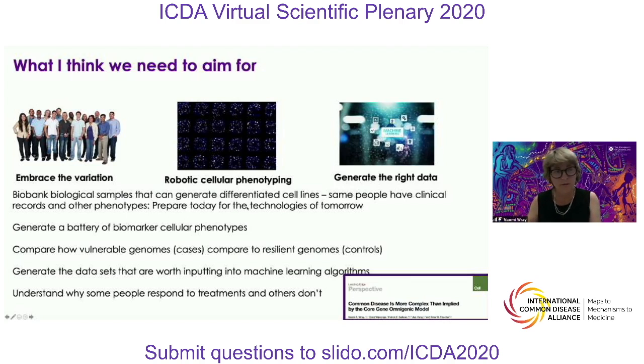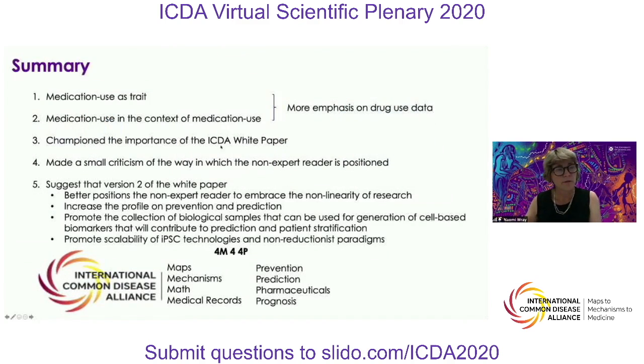So in summary, I've shown how I think medication use should be used as a trait in our analyses and how that can contribute to the maps. That in common disease, we know that medication use is something that clinicians are crying out for guidance on, and we need more data to be able to contribute to that.